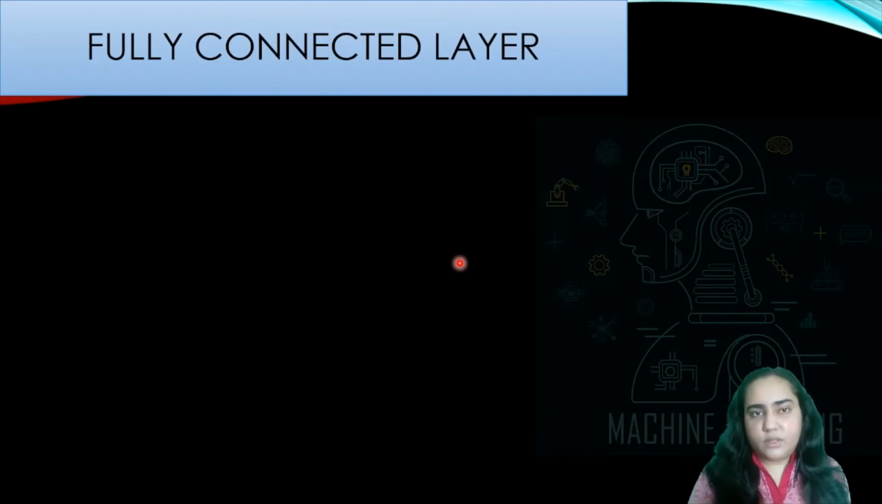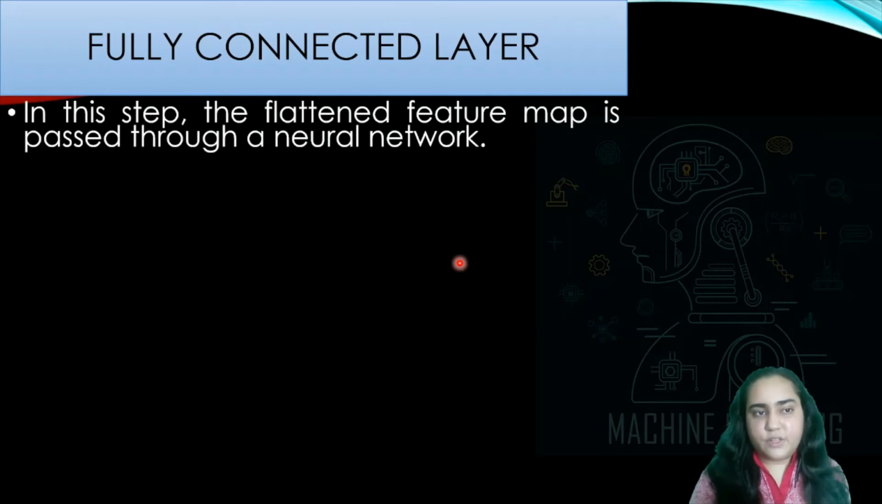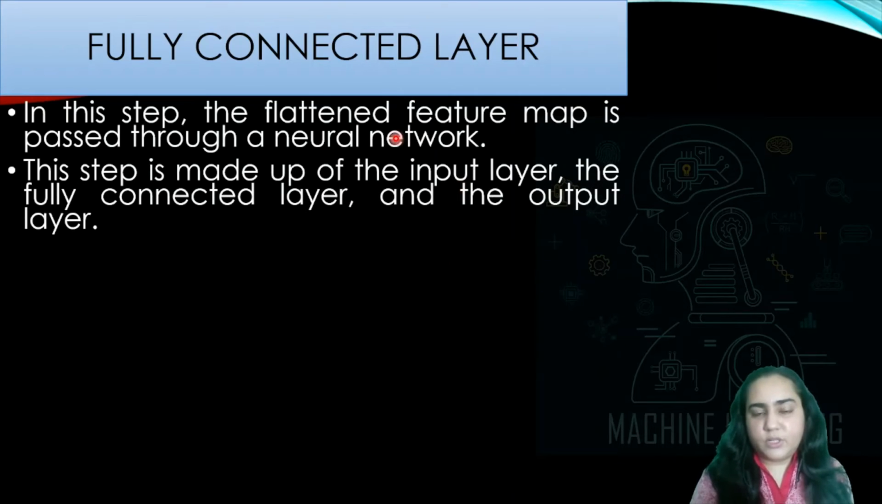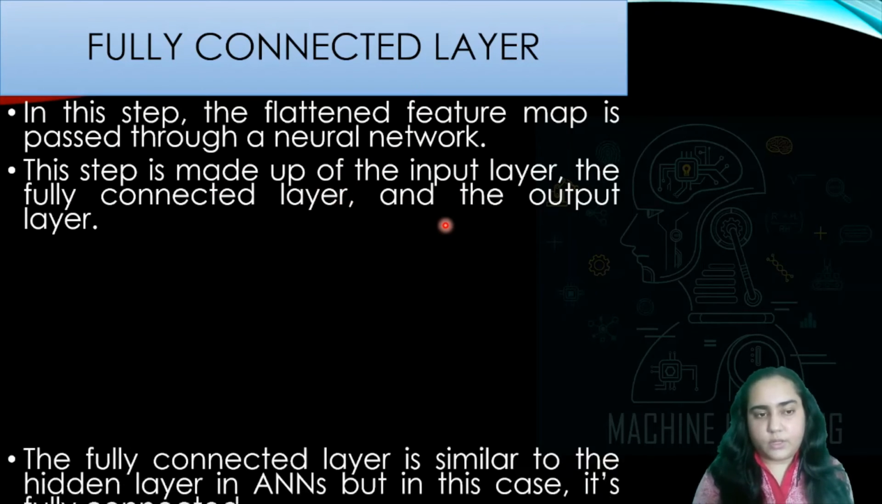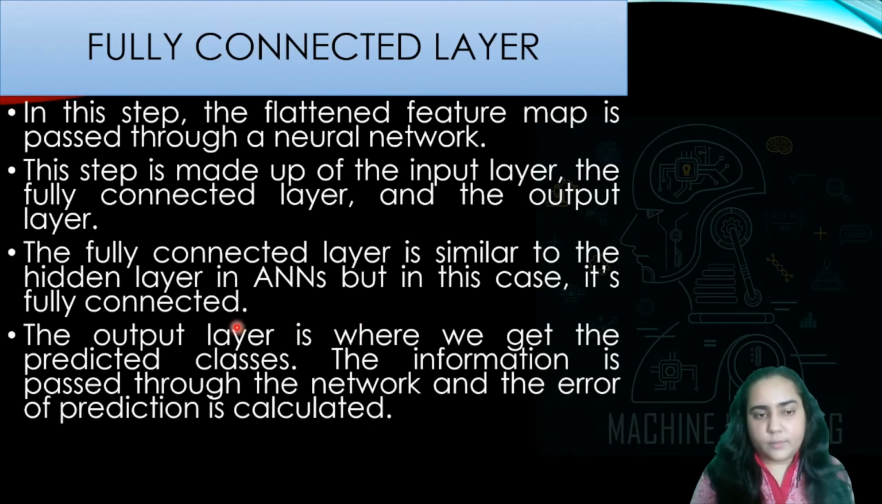Now, once you've done all this and you've passed everything into a multi-layer perceptron for probability estimation, next you have a fully connected layer. So the flattened feature map is then passed through a neural network. And this particular step is made up of the input layer, the fully connected layer, which means a dense layer, and the output layer. The fully connected layer is similar to the hidden layer in ANNs, but in this case, it's fully connected. And the output layer is where we get the predicted classes.